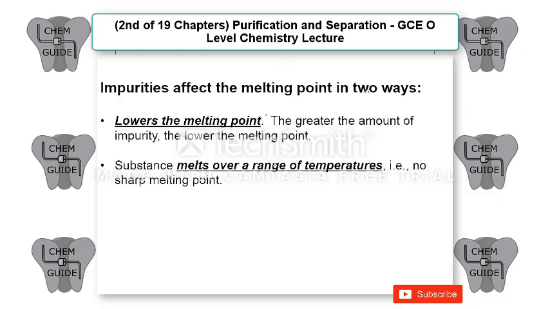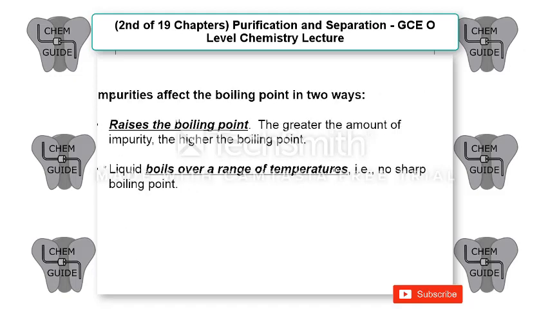So how do the impurities affect the melting and boiling point? There's a simple way to remember this. Melting point is always lowered and boiling point is always increased. Melting point is always lowered and it melts over a range of temperatures. Boiling point is always increased and it boils over a range of temperatures. To remember this, melting point is always the lower one. So the lower one becomes lower and the higher one becomes higher. Alright? Boiling point increases and it boils over a range of temperatures.